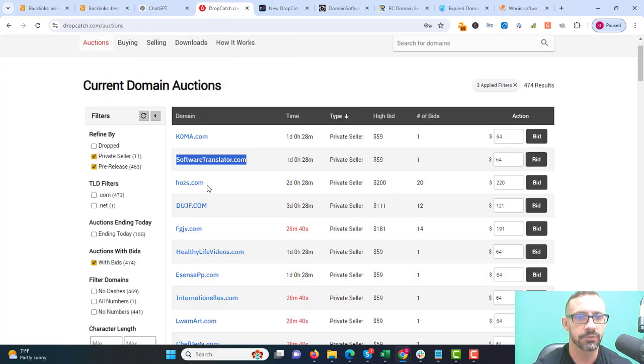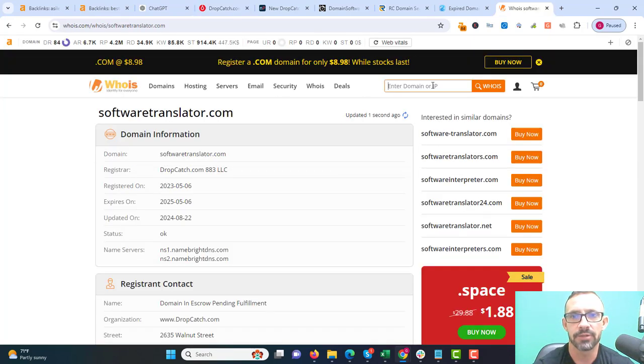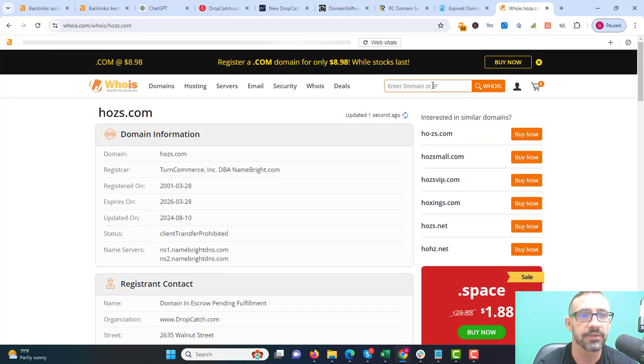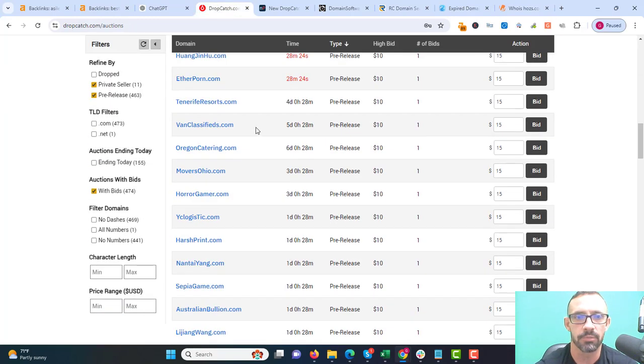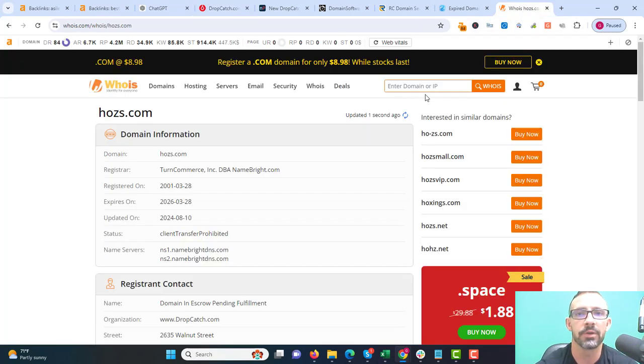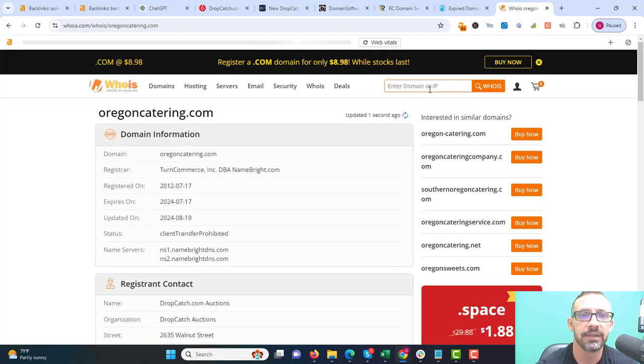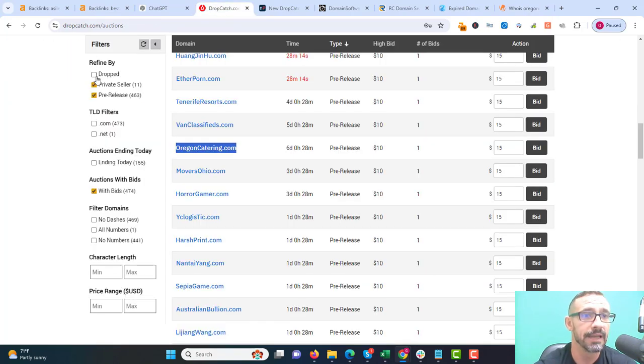Again, if we look at this one here, now this is a four-letter domain, so you could probably make some money just on that domain name alone. But if we put this in, we can see this was registered in 2001. The age does not reset, whether it is private or even if it is pre-release. We can do one of the pre-releases down here. If we go to OregonCatering.com and we go to whois, we will see that the domain is not reset. If it is dropped, then it is reset.